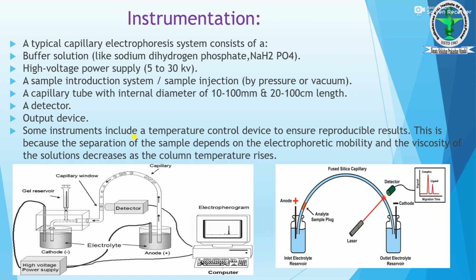Then instrumentation. A typical capillary electrophoresis system consists of buffer solutions, then we apply the voltage, then there is a sample introduction system, a third component, and the capillary, its internal diameter, all things we have to study. Then by the use of a detector we separate or analyze the components. Then there is an output device. Some instruments include a temperature control device.